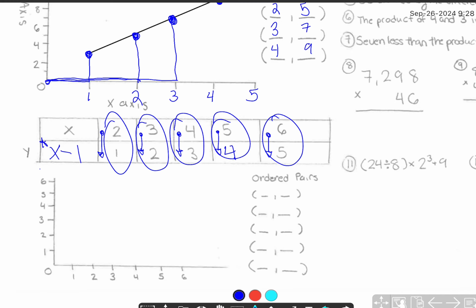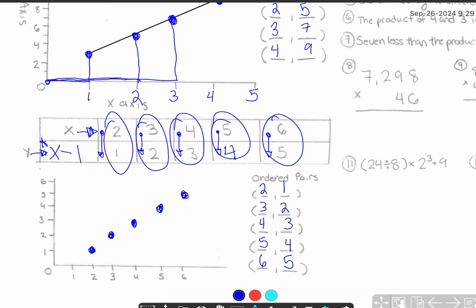Remember, these are my x's up here. All of these are my x's, and all of the stuff down here are my y's. So I have 2, 1; 3, 2; 4, 3; 5, 4; 6, 5. My first one is over 2, up 1. My next one is over 3, up 2. My next one is over 4, up 3. My next one is over 5, up to 4. My last one is over 6, up to 5.